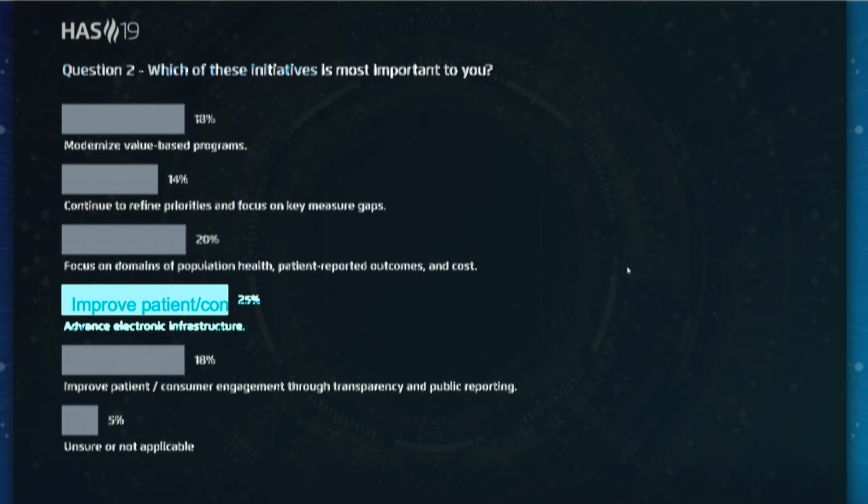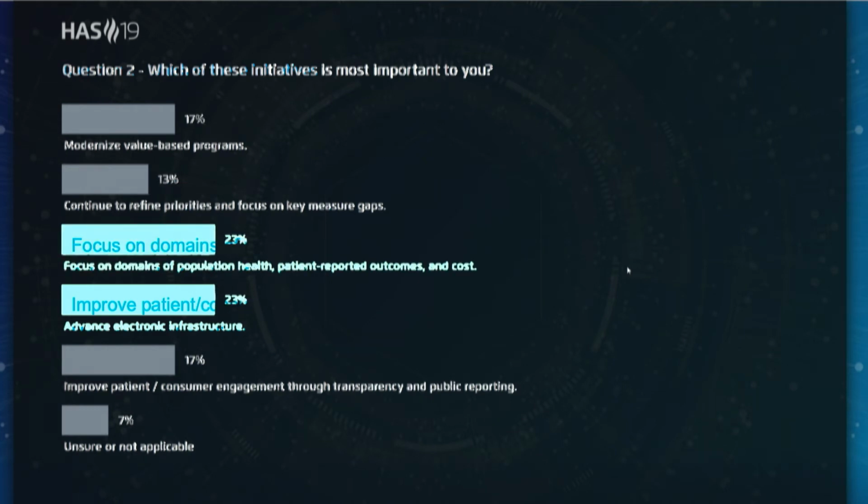Kimberly, right now it's looking like advanced electronic infrastructure is coming in first with 23%. There's a close tie. Here we go. The second one coming in close is focus on domains of population health, patient-reported outcomes, and cost. It's really close. Awesome. Those two.